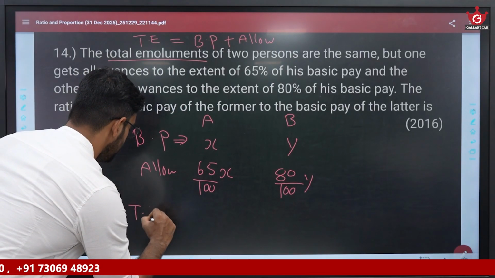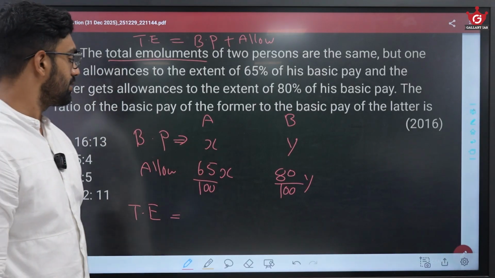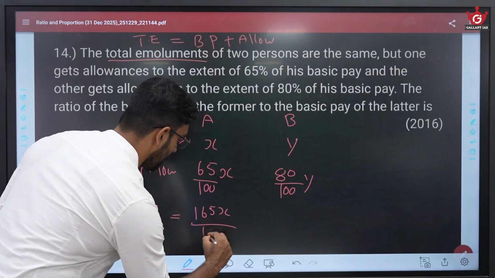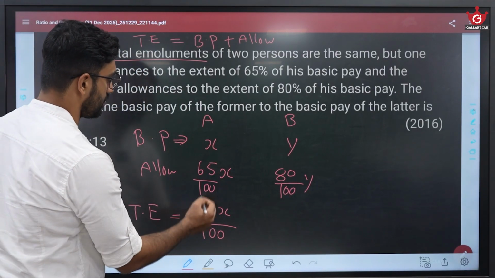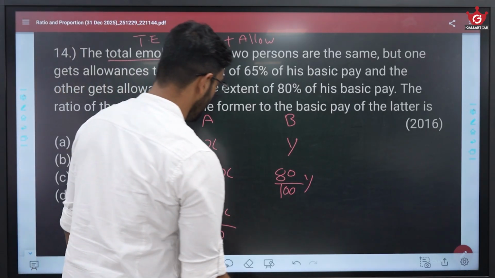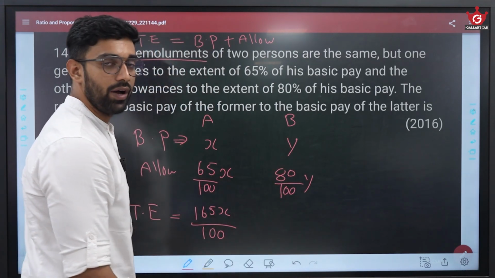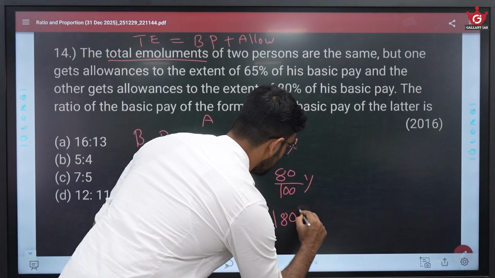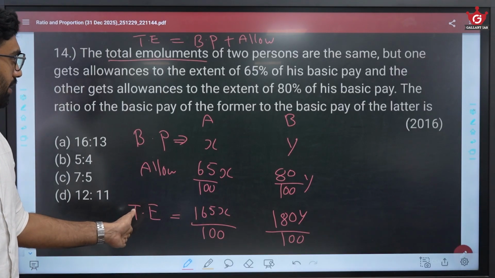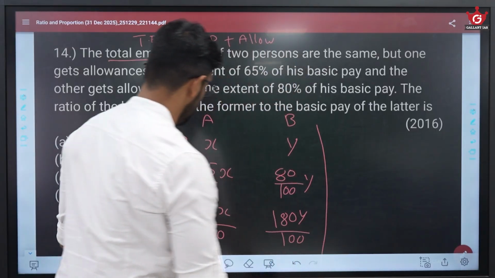Now the total emolument is given by basic pay plus allowance, which means X plus 65X by 100, which will give 165X by 100. And here 80Y by 100 plus Y, we get 180Y by 100. Okay, the total emolument of the two persons is the same, so we can equate these two.